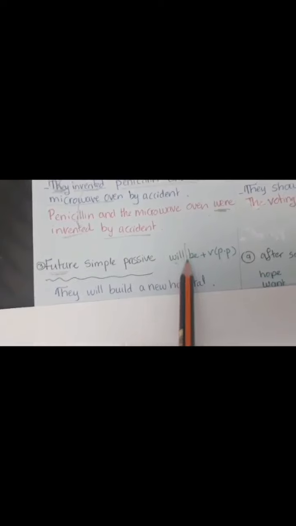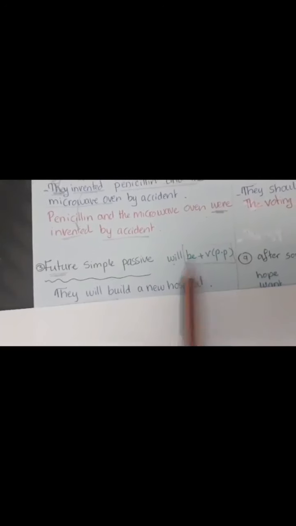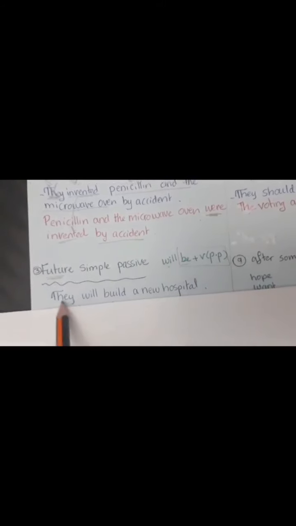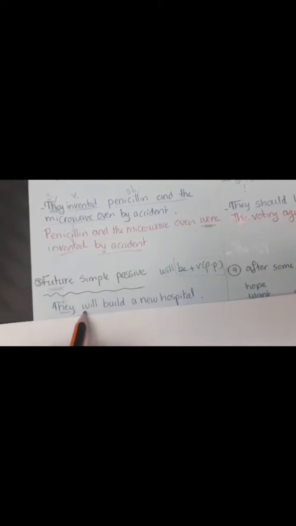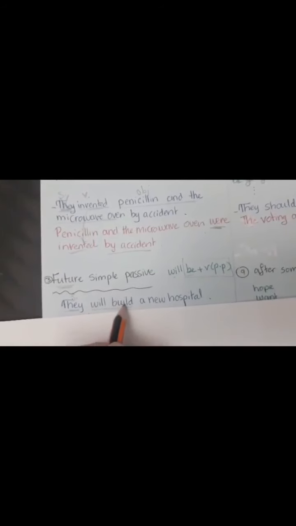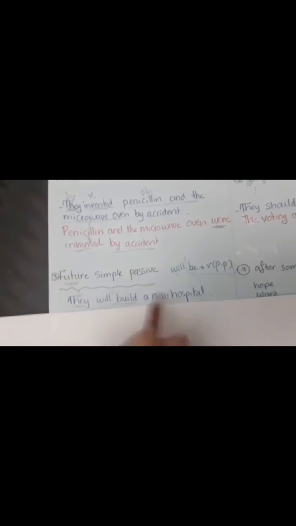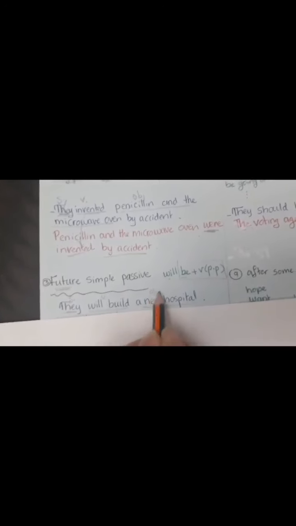For the future, we have will, and this is our original rule, which is be with the past participle form, because will is always followed with the infinitive form of the verb. They will build a new hospital. They is the subject, will build the helping verb and the verb.